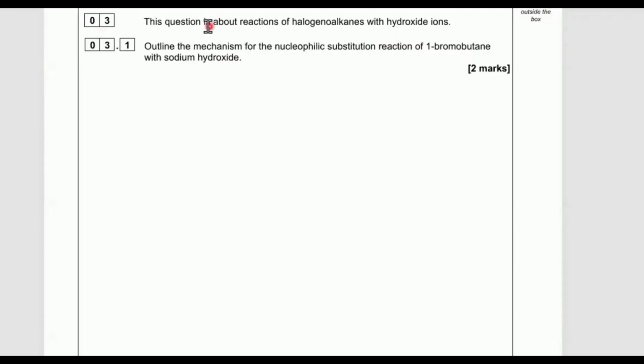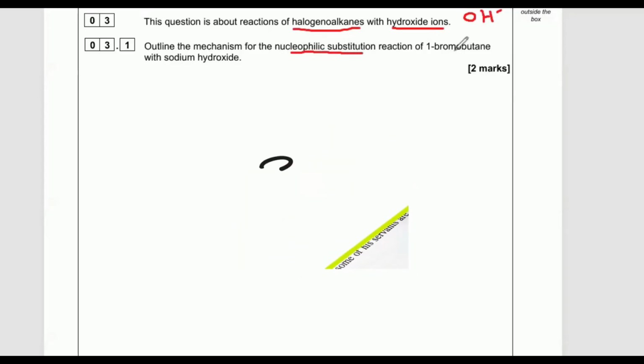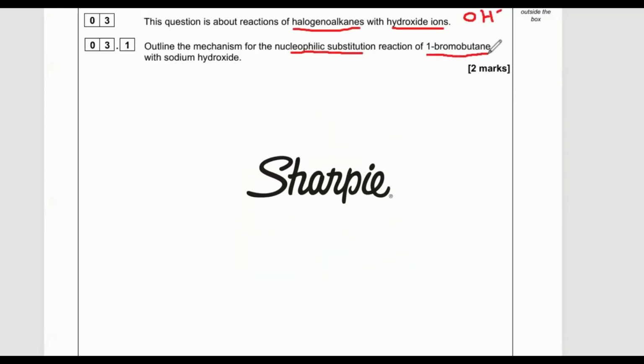Question 3. This question is about halogenoalkanes with hydroxide ions, their reaction basically. 3.1: Outline the mechanism for the nucleophilic substitution reaction of 1-bromobutane with sodium hydroxide. First thing to do is highlight the key points, make a few notes if you need to, and have a go. So it's telling us we're using hydroxide ions here. It's telling us that it's nucleophilic substitution, and we've got sodium hydroxide.